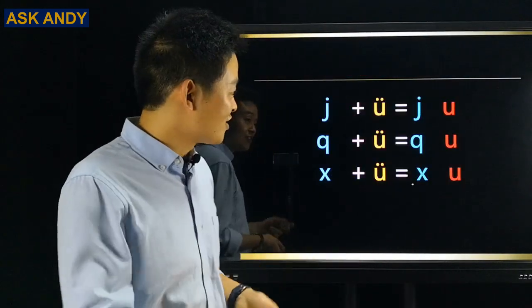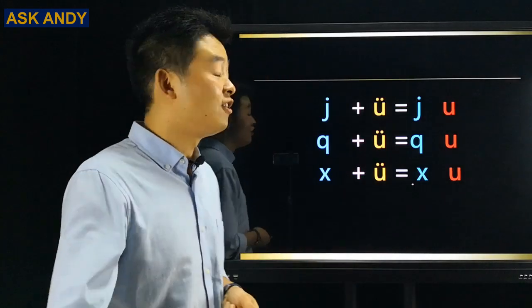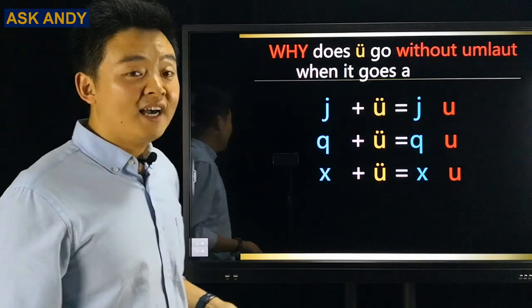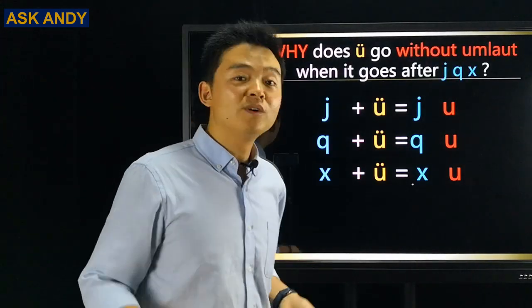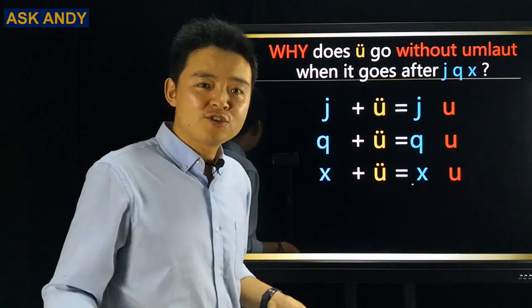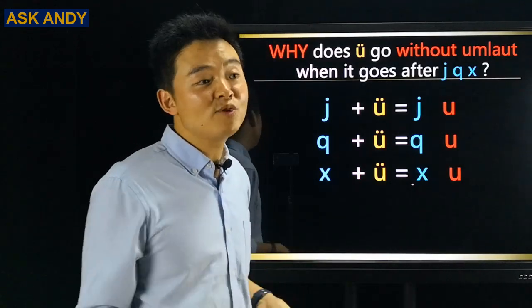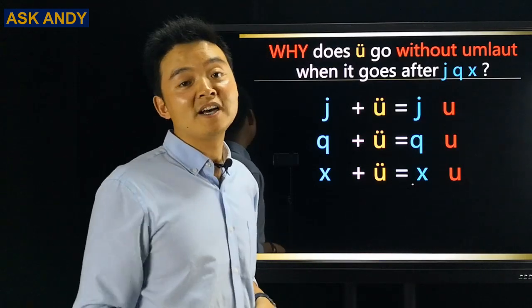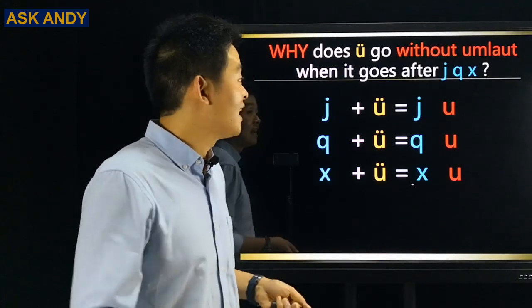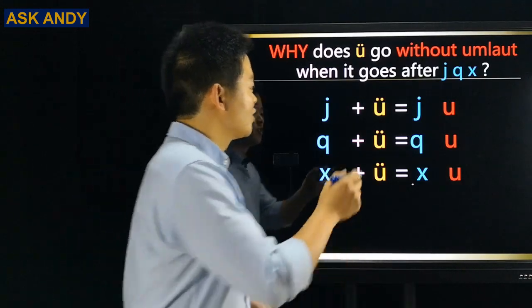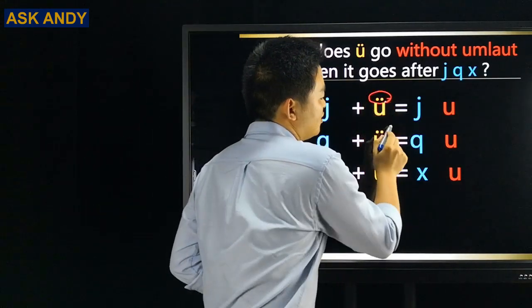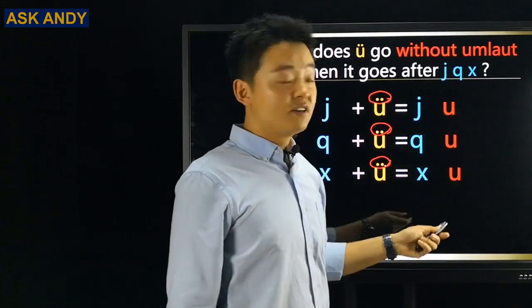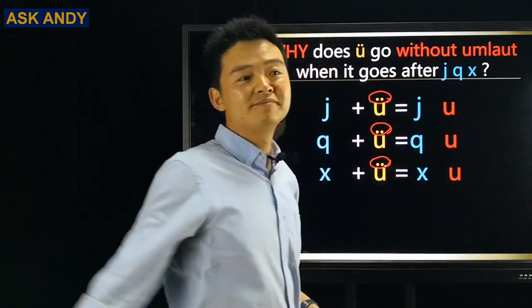So these three equations, they are well known to all Chinese learners, I believe. And the question is, why does yu go without umlaut when it goes after ji qi xi? Actually, I asked exactly the same question when I was in my elementary school. I can still remember the answer from my Chinese teacher. Actually, I didn't ask with umlaut. I asked in this way. So I asked why the two dots on yu disappear when it's combined with the ji qi xi.